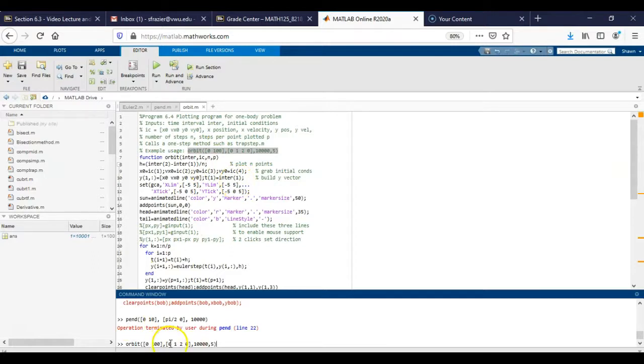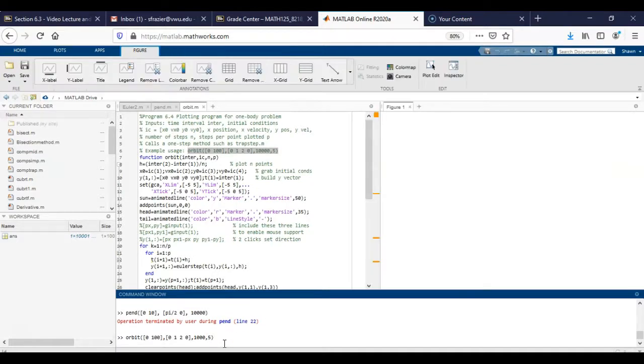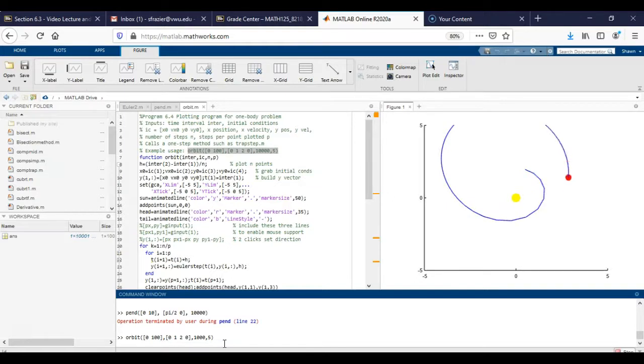Our initial x position is 0, its velocity is 1, the initial y position is 2, with velocity 0. We're going to make h a little smaller first. Let's do 1,000 steps. All right, so you can see that with a relatively small number of steps, our solution is kind of crazy, right? The planet does not stay in orbit around the sun, it just shoots off into space. So this is not a very good solution when the number of steps is small.